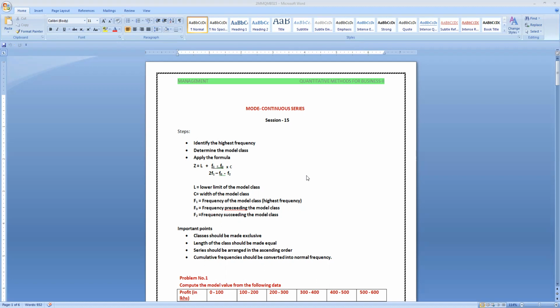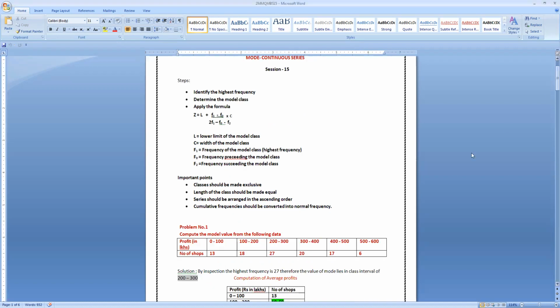Whatever the information given, the class intervals as well as the frequency values, among that you have to first identify the highest frequency in the frequency column. The second step is to determine the modal class. Corresponding to the highest frequency, it will be called the modal class of that particular question. After identifying the modal class, we should go for applying the formula.